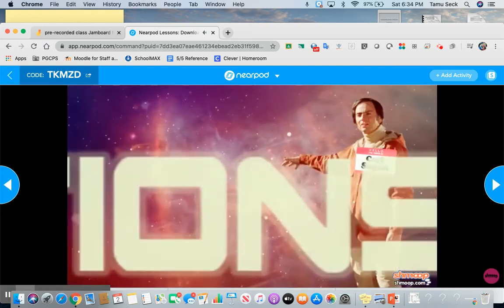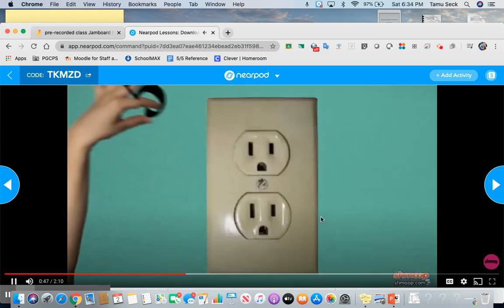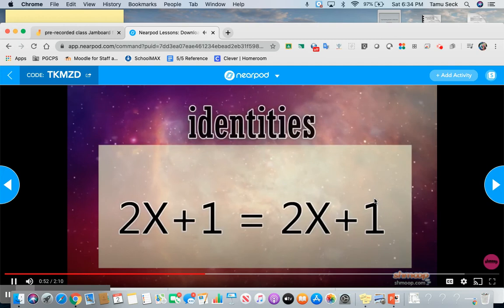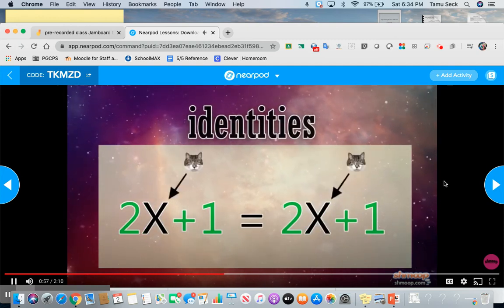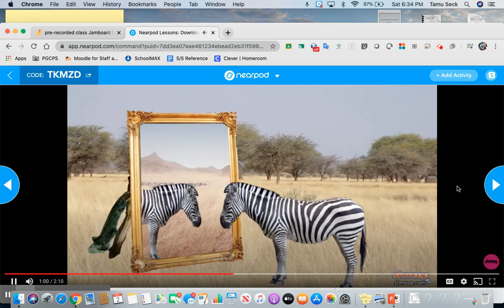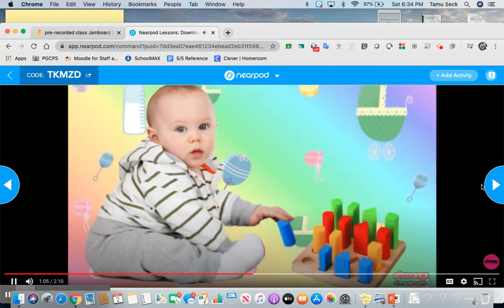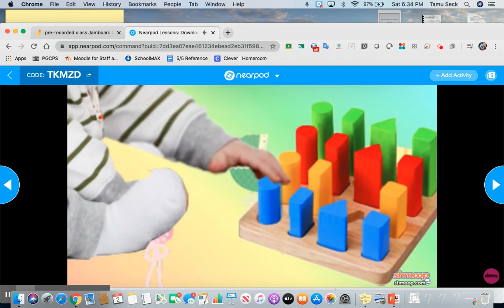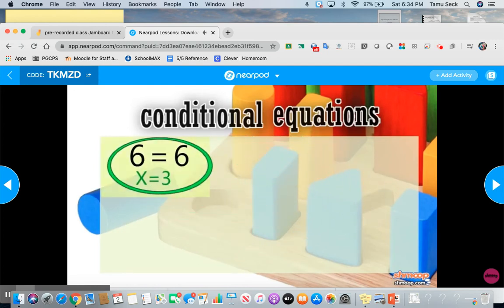Well, there can also be equations with infinite solutions, which are called identities. Anything you plug into these equations will make the equation true. Like the equation 2x plus 1 equals 2x plus 1 is an identity because it'll always be true for any value of x. It's like a mirror. Anything placed in front of the mirror will be reflected back. Conditional equations have a limited number of solutions. These guys are only true when certain values are plugged in. So the equation 2x equals 6 is limited because it'll only work when x is 3. No other value will make the equation true.